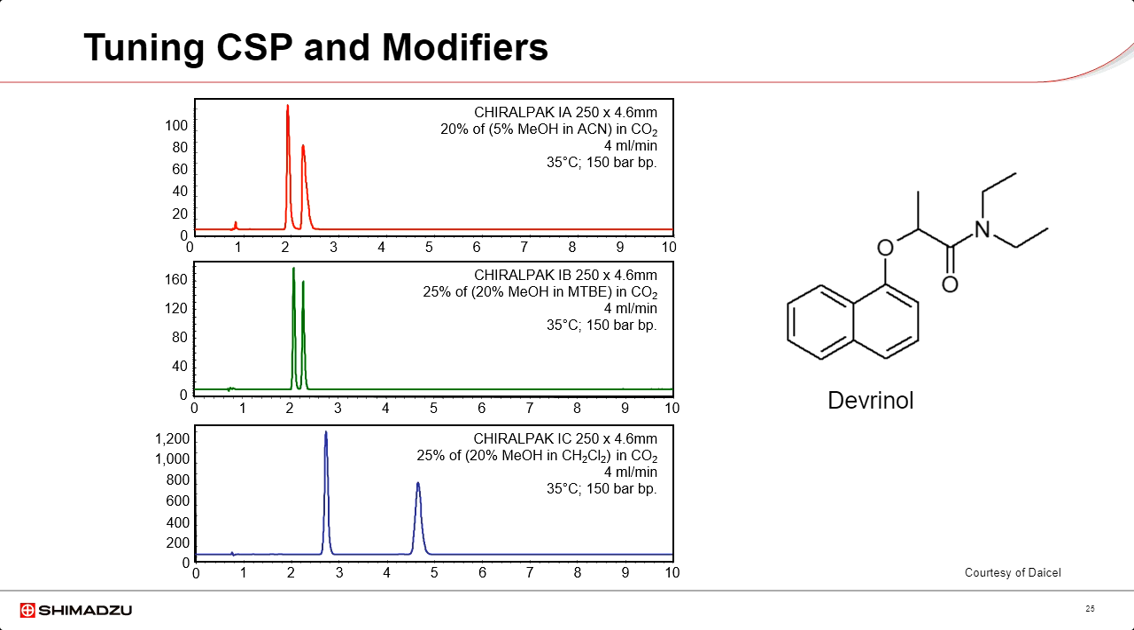So here's an example of tuning of CSPs and modifiers. We've talked a lot about just binary solvent systems where it's CO2 and one other modifier, but we haven't really shown a lot of examples where we're talking about secondary modifiers. And again, this is one of the great advantages we have with custom blending on our systems. You don't need to make up all these different solvents. You can just program it to run in the software. So again, looking at the difference between going from methanol acetonitrile, methanol and MTBE, methanol and methylene chloride, you can see a lot of range in resolution here.